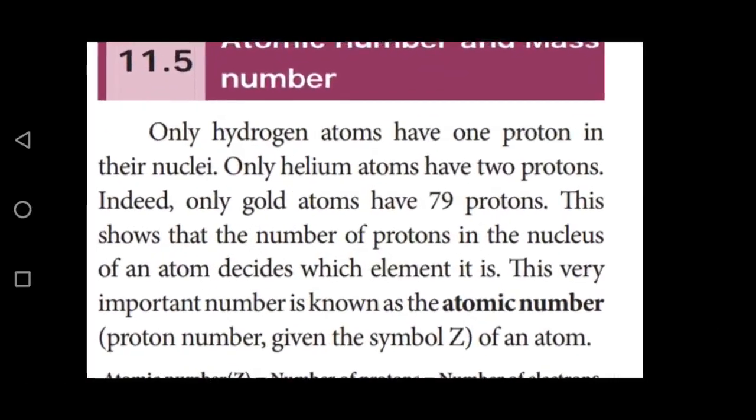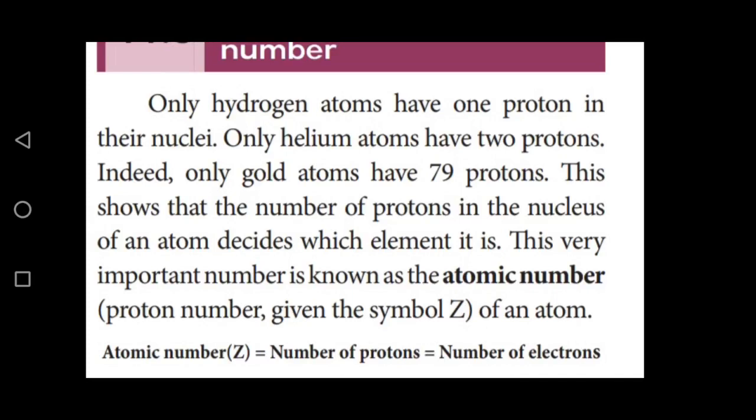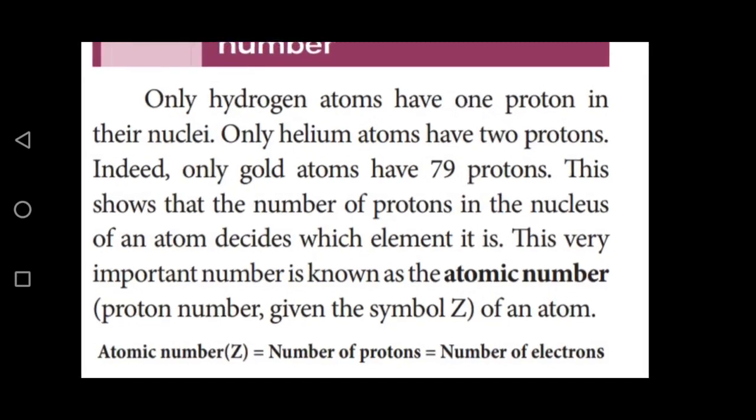Atomic number is represented by capital letter Z. Atomic number denotes the number of protons in a nucleus. An atom contains an equal number of protons and electrons. Any atom contains an equal number of protons and electrons. This is said to be the atomic number. Mainly, the atomic number represents the number of protons.